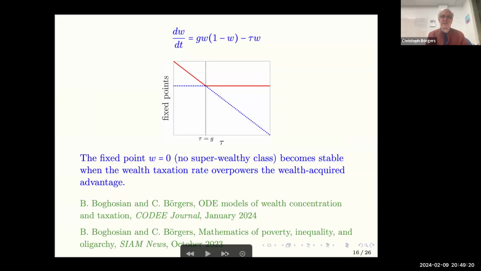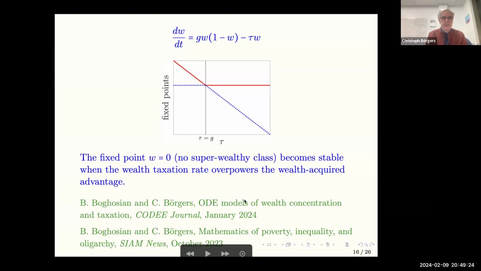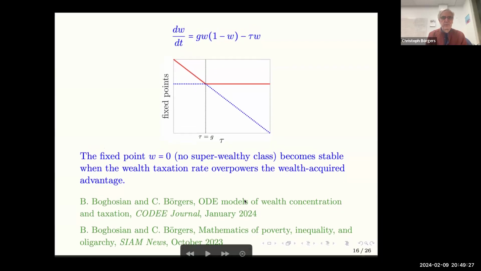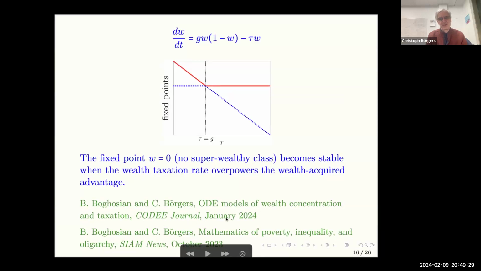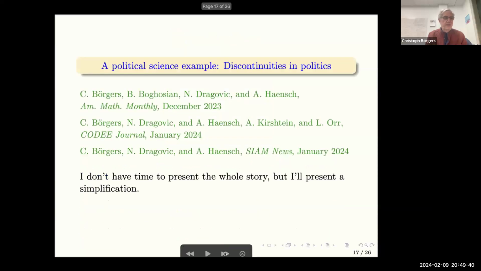There's the transcritical bifurcation diagram. And this was in a paper that Bruce and I wrote for the Cody journal, just appeared last month. And we also have a review article that's a bit more general in SIAM News last October about this. And very quickly, if I have the time, I have a few minutes maybe by my clock, I'll do a little bit of my political science example.